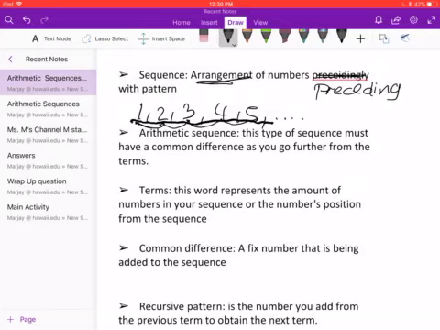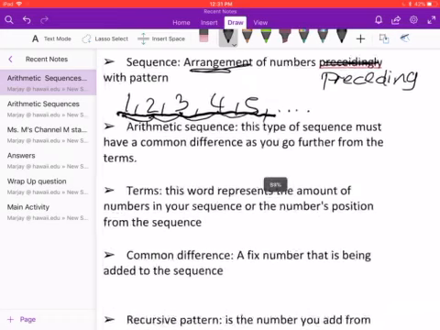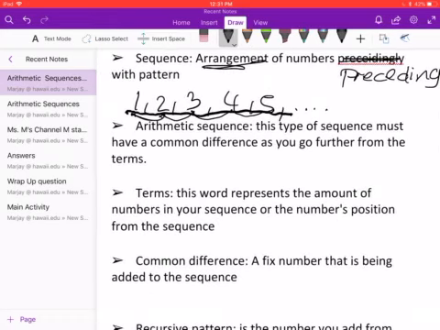Common difference meaning we have a fixed number or a constant that we keep adding in order to move on to the pattern. So from the warm-up earlier, we had 2, 4, 6, 8, and 10. The common difference of this pattern is 2.